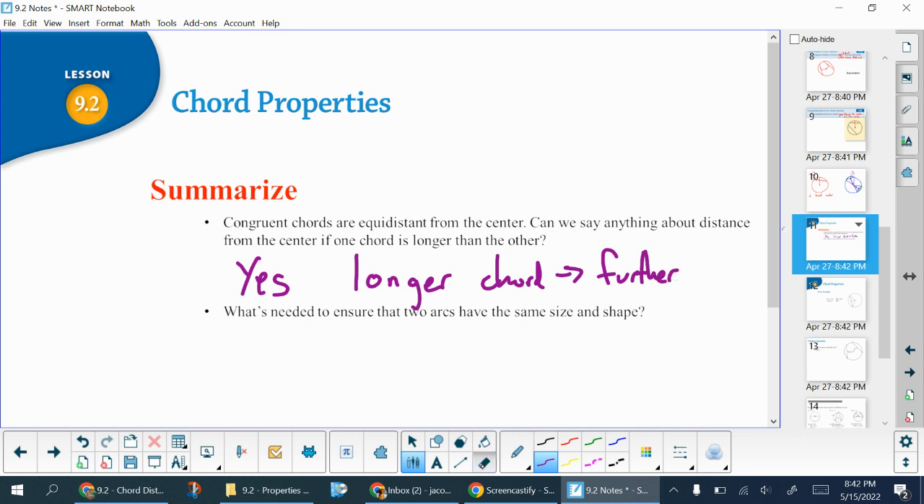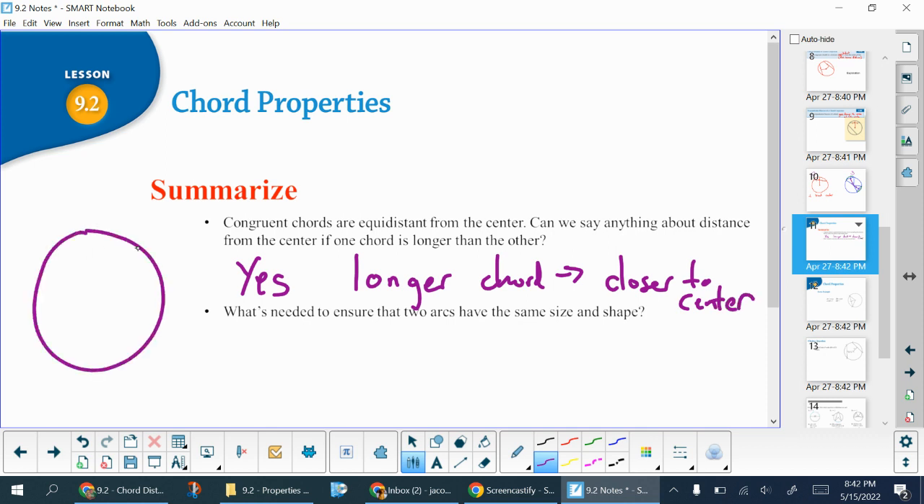Nope, that's backwards. I showed you the picture and it made more sense. Longer chord is closer to the center. If I have to draw a chord way out here, it's going to be pretty short. If I draw the chord in here, it's going to be really long. The diameter that actually goes through the center, that's the longest chord.